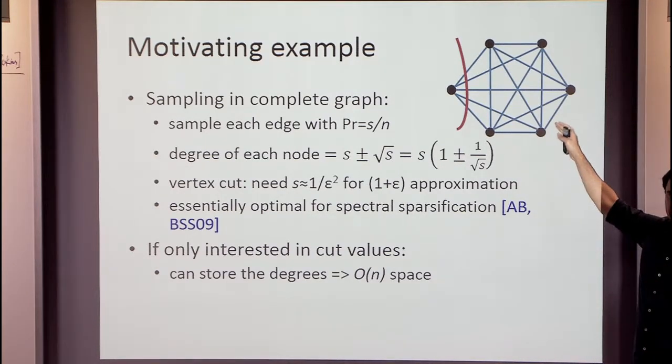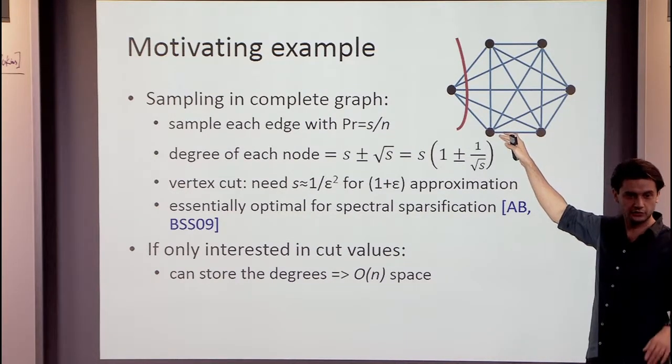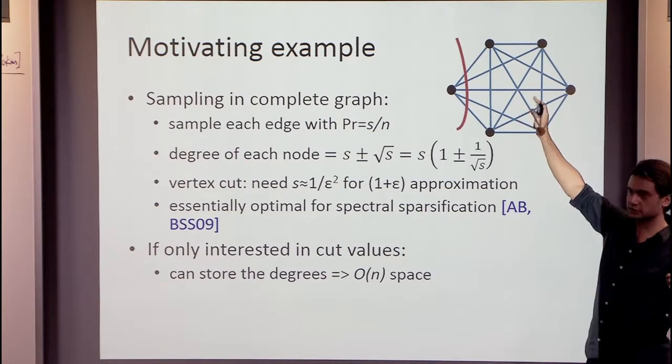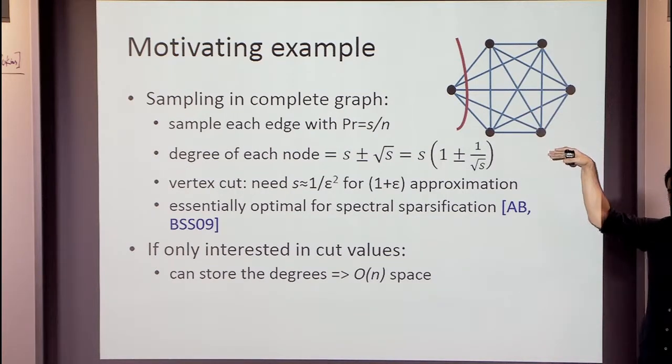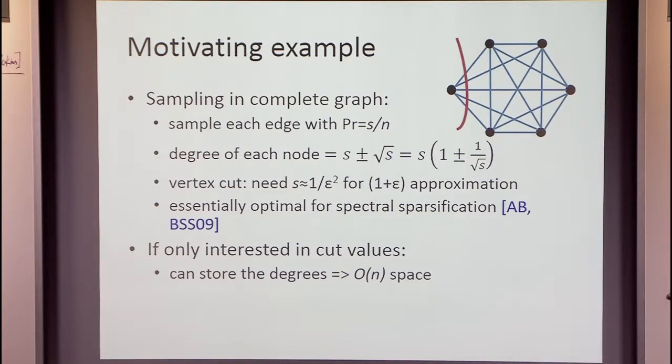But if you consider very big cuts, which cut the graph roughly in half, then the number of edges there is roughly n squared, and if we sample from a much larger pool, we have a much better approximation. So for those cuts, we shouldn't care about this.